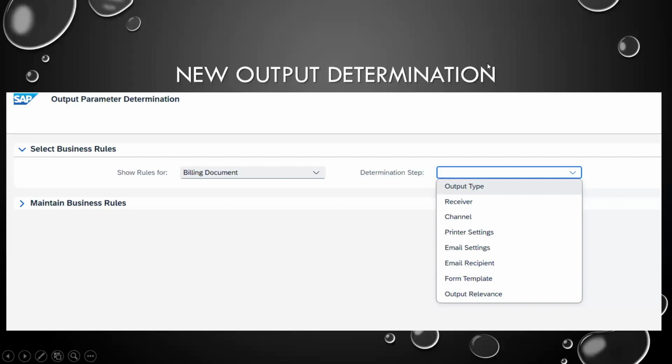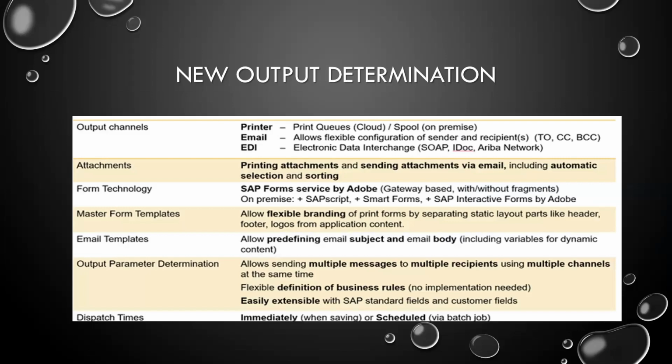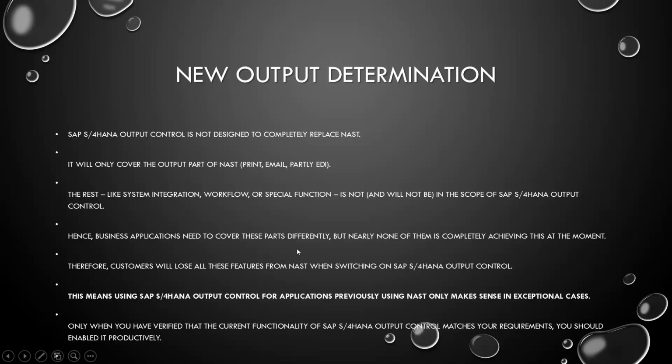Okay, so this is a brief about new output determination form technology. So Adobe Forms always. Like he has given which system, cloud or on premises, how it works. Probably you can read it. Okay, so what are the limitations for this? It is not completely meant to replace the NAST actually. That classical output determination also I will show you in the next session.